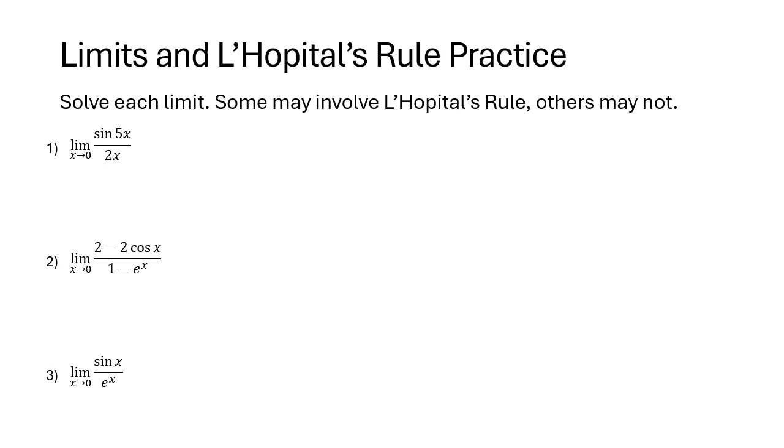So before we can even think about using L'Hopital's rule, we have to substitute the number for x into the limit and verify that it is either 0 over 0 or infinity over infinity. Doing so for the first one, we get sine of 5 times 0 over 2 times 0. So sine of 0 is 0, and 2 times 0 is 0. This gives us 0 divided by 0, which means that we are able to use L'Hopital's rule. And in this case, we pretty much have to.